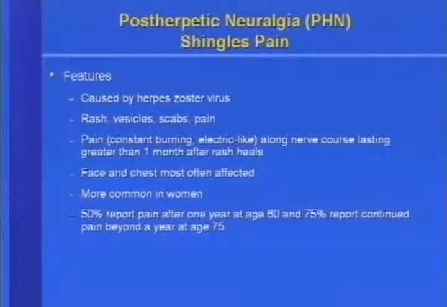More common in women, and unfortunately, as we all age at this point, we have an increased risk of developing postherpetic neuralgia, as you can see here. So 50% of patients report pain after 1 year if they're 60 years of age, and then it jumps to 75% of patients reporting pain beyond a year at age 75 or over.